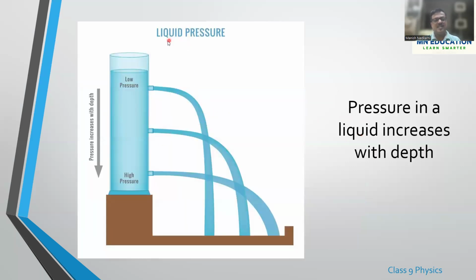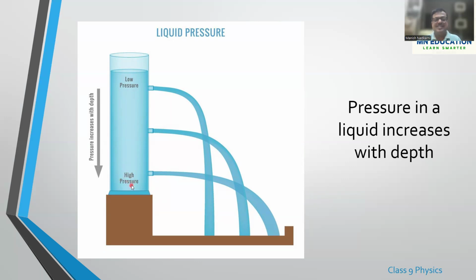Now, pressure exerted by a liquid increases with depth. What does that mean? Imagine a cylinder having water up to a certain depth. Now, if there are 3 holes in that cylinder, one at the top, one somewhere in the middle, and one at the bottom, the water will flow out through these holes. But through which hole will the flow be the fastest? Water will come out with greatest force from the bottom hole. The reason is the pressure at the bottom of this tank would be greater.